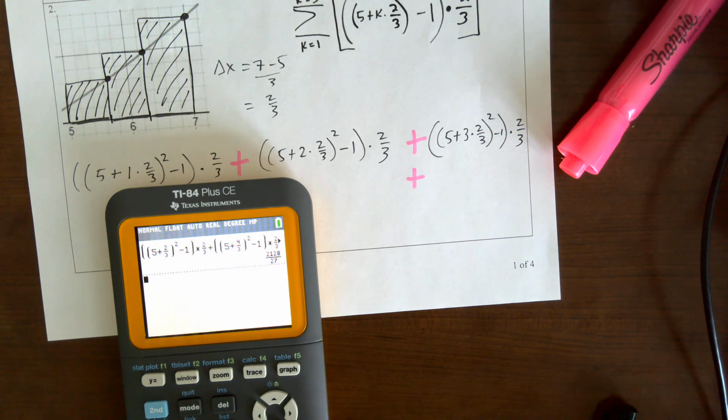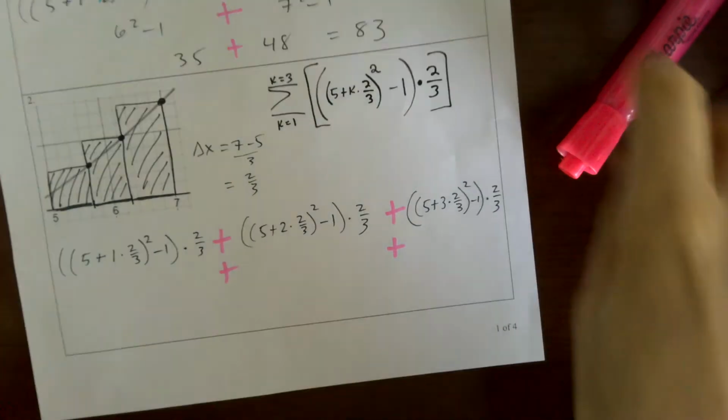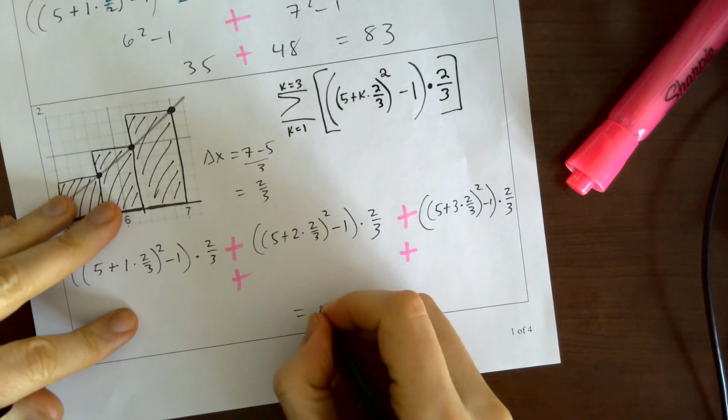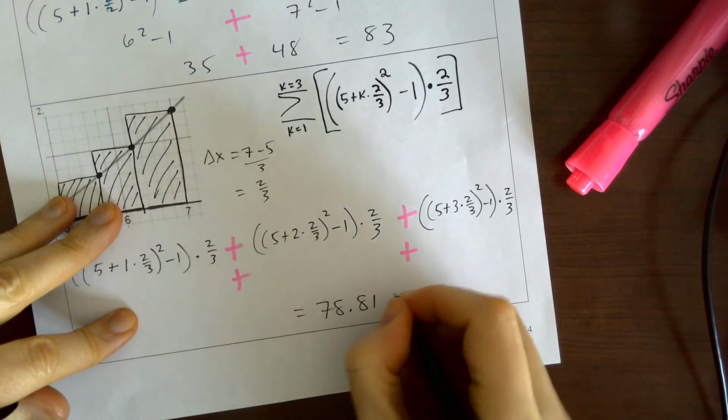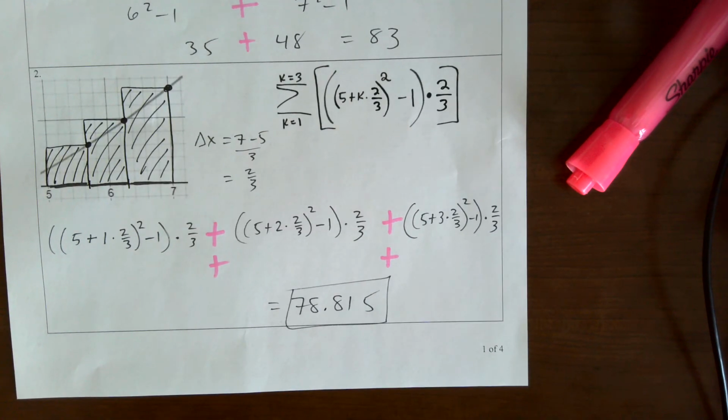So this is 21, 28 divided by 27. I'll get a decimal. 78.815. So this is equal to 78.815.